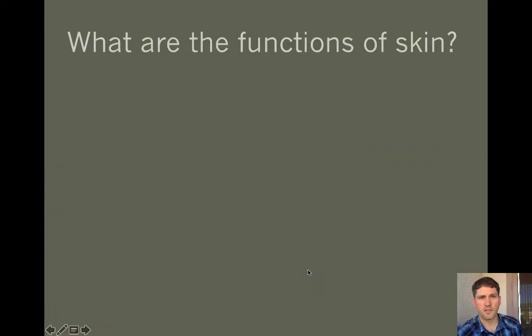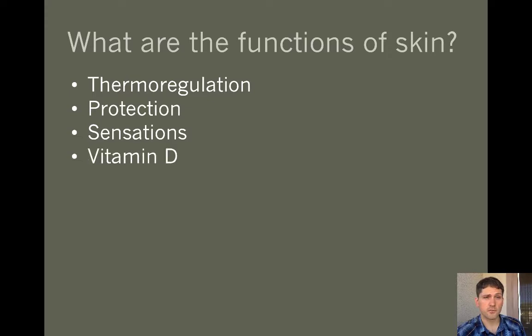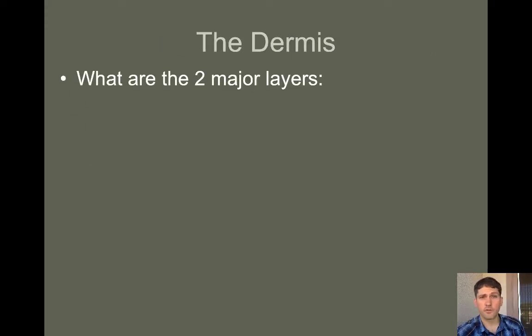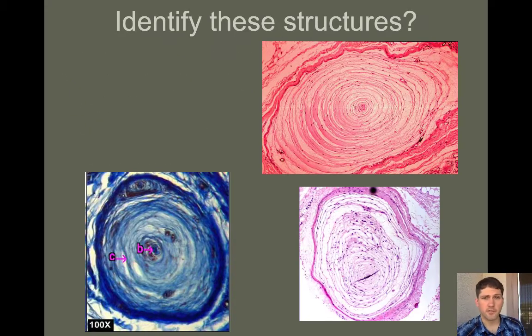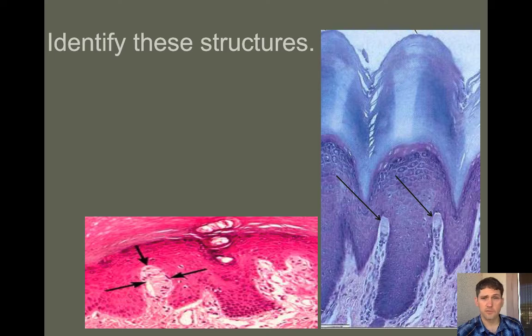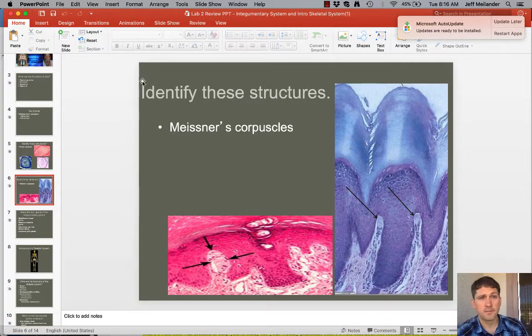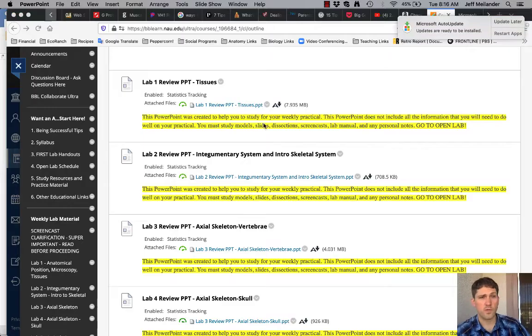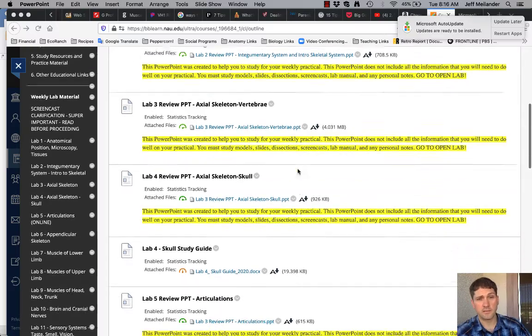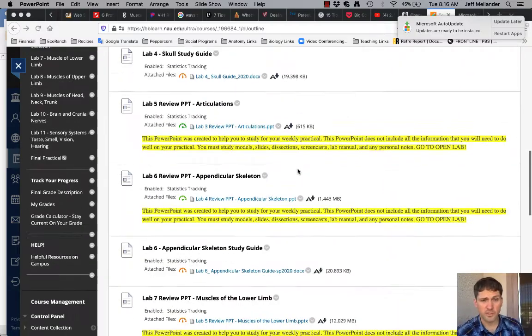So as you can see, what are the functions of skin? So hopefully a student can sit here and answer those questions, right? The dermis, what are the 2 major layers? Papillary and reticular. All right, great. Now can the student identify these structures? All right, Pacinian corpuscles. What about this? Okay, Meissner's, right? And so hopefully the student is then using these almost as flashcards to work through the material. So we have this for both 201 and 202 for every single lab.